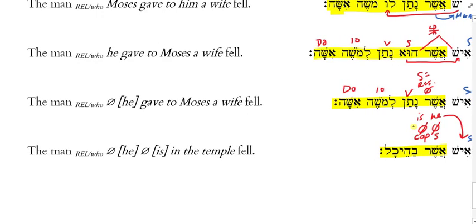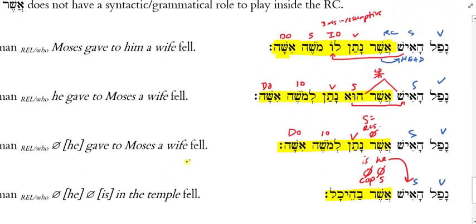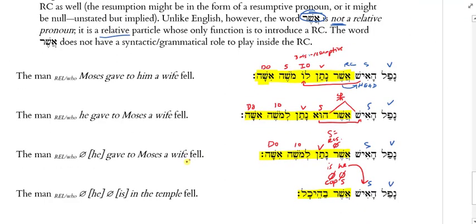So over here, I've indicated by these null symbols that things are unstated, but are definitely implied by the grammar of the sentence. Okay? So that's Hebrew relative clauses. And as we come to them in our translation work, we'll try to bracket out the relative clauses and show you, or find where the head is, and then what the resumptive element is when we see it.